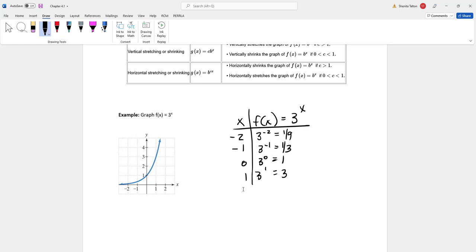Okay, so those are the points that I graph. So you have a point here, the point here. Remember, the graph always passes through the point 0, 1, and then you got the point 1, 3. This is 0, 1, and then -2, 1/9, and then this point here is -1, 1/3. Okay, and then as I stated, the horizontal asymptote is the x-axis. So I'm going to put a dotted line here.